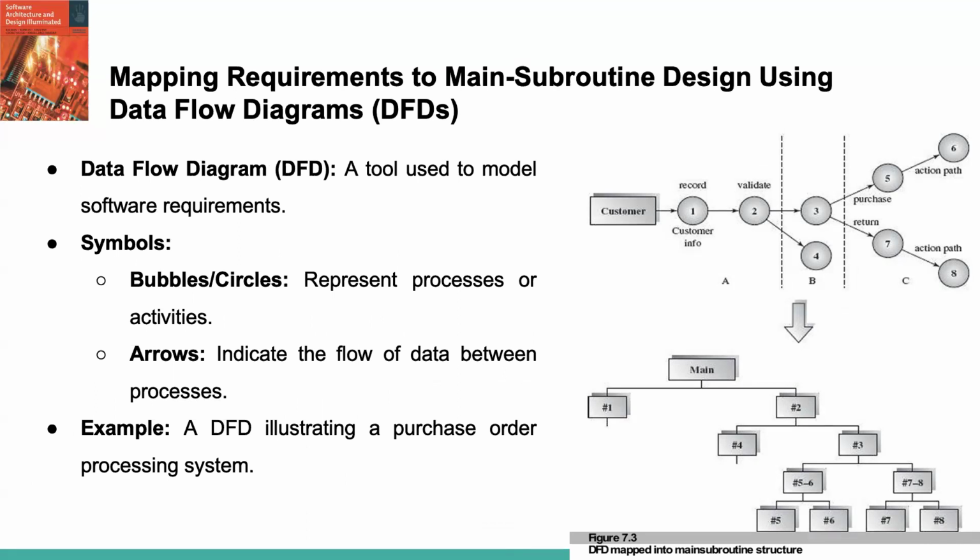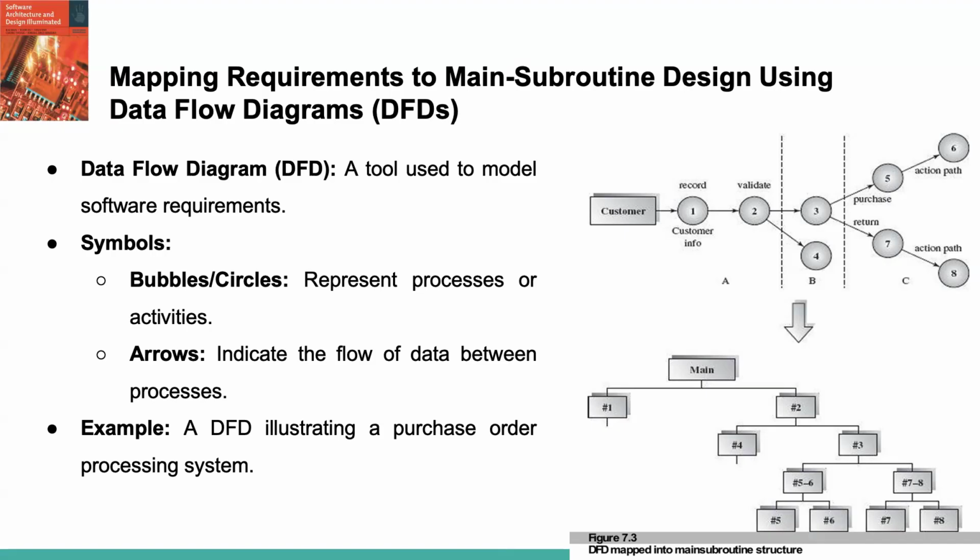A data flow diagram is a visual tool used to model software requirements. It helps us understand how data moves through a system, highlighting the relationships between different processes and data stores. DFDs are especially useful in early stages of system design, allowing us to visualize and refine system requirements before diving into detailed coding. Let's go over some of the key symbols used in a DFD.